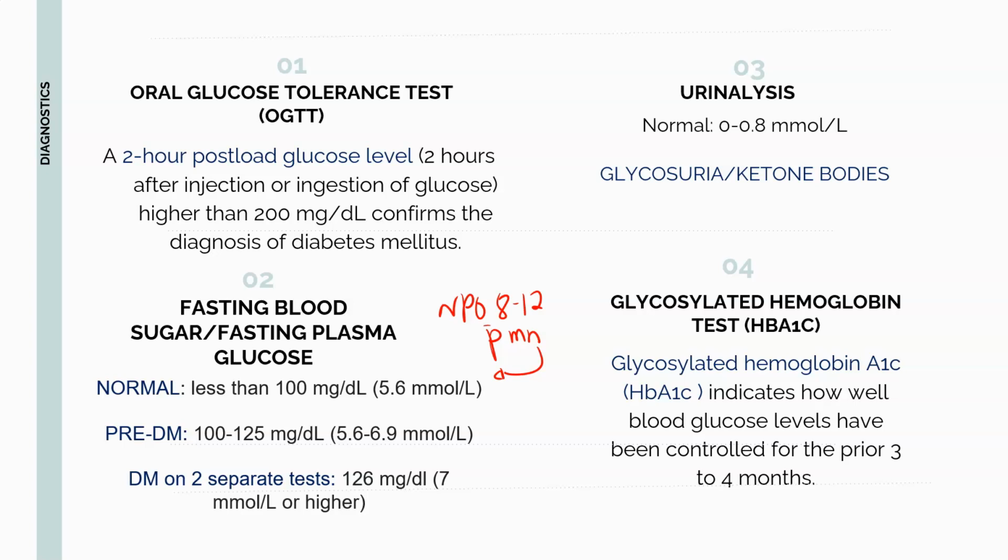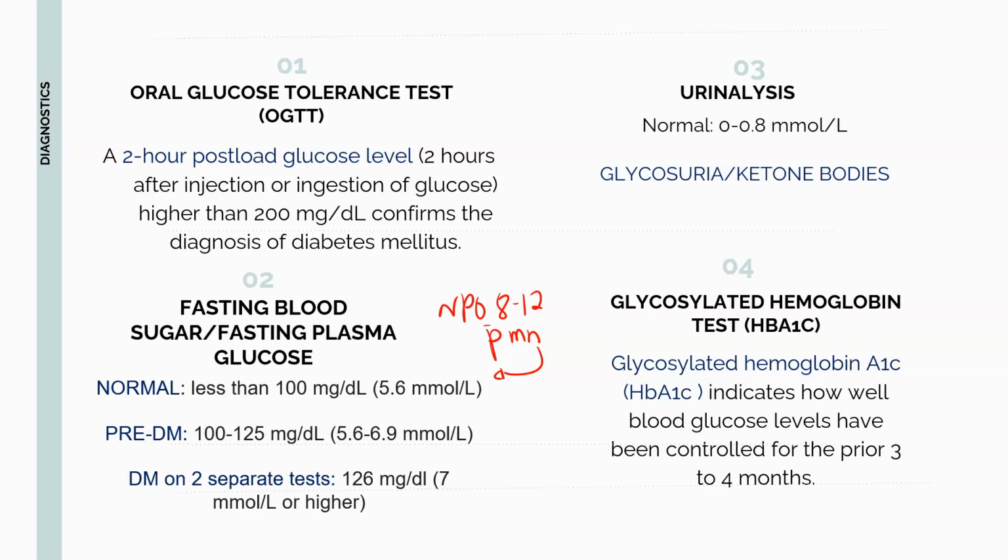Okay, next, urinalysis. With your urinalysis, you should not see any sugar there, right? However, if you find glucose there in the form of glycosuria, because that's glucose in your urine, and you have ketone bodies, that's a red flag.